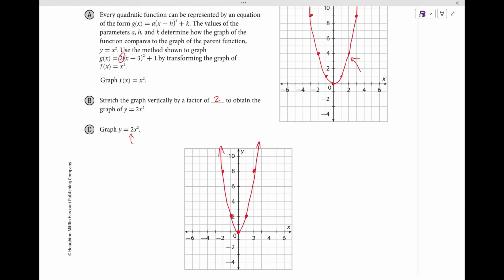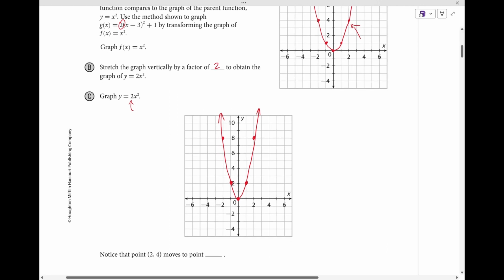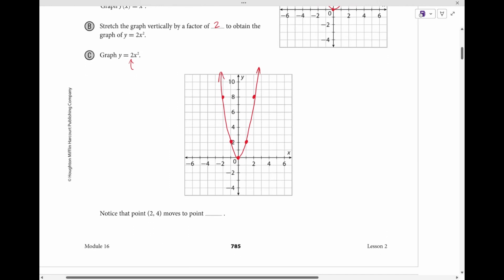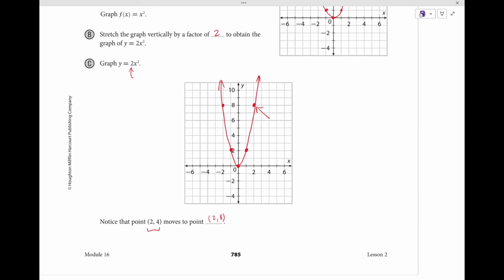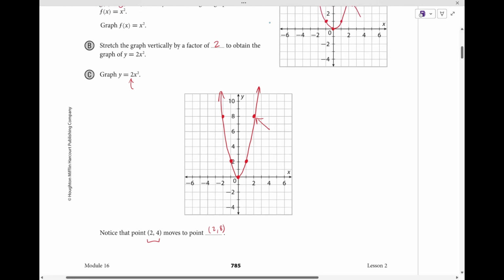There we go. Okay, good enough. So that's my y equals 2x squared. Notice that the point (2, 4) moved to our point (2, 8). That's the new point. The point (2, 4) was originally right here, so that's going to move up like that.